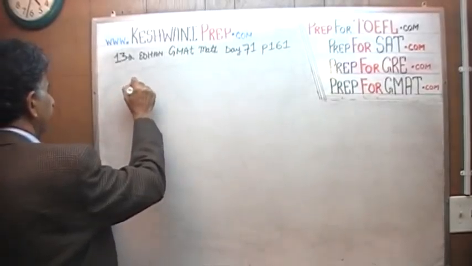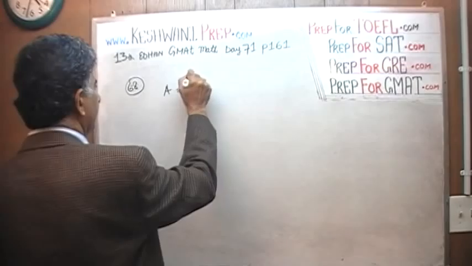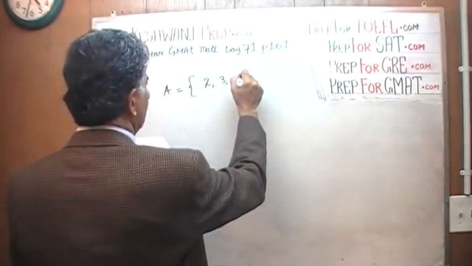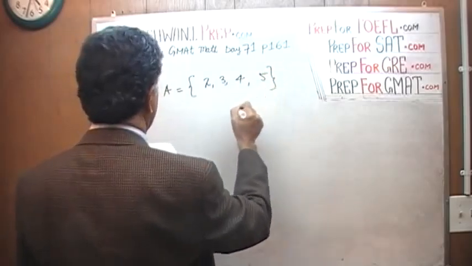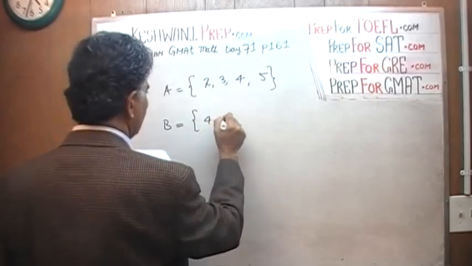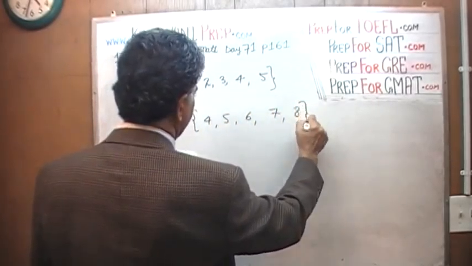Number 68. We are given a set of numbers here. A is a set which consists of 2, 3, 4, and 5. And B is a set that consists of 4, 5, 6, 7, and 8.